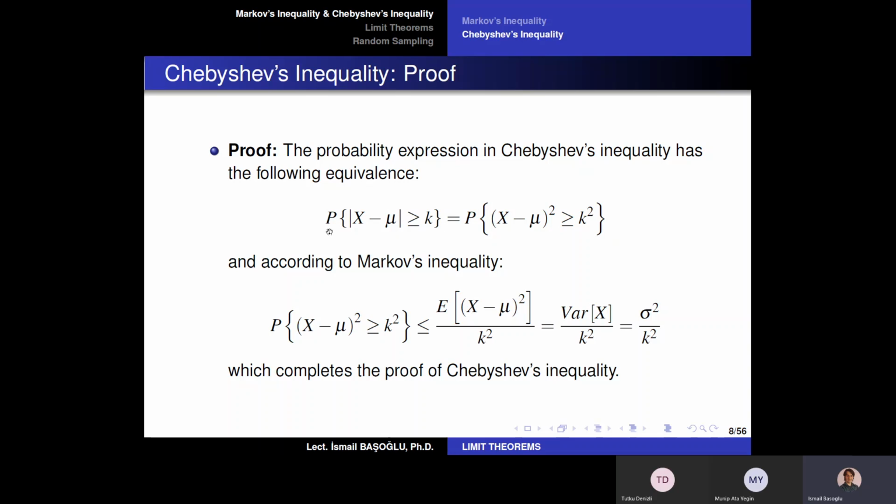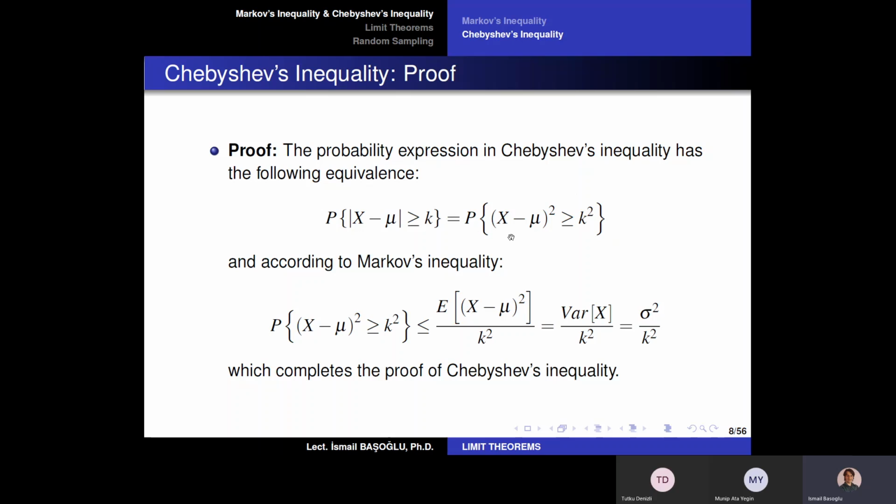Now Chebyshev says that the probability of the absolute deviation of a random variable from its mean to be greater than or equal to k is less than or equal to sigma square, the variance of that random variable, divided by k square. Now, let us look at this probability. If I take the square of both sides, you know, this is an absolute value function. If I take the square of both sides, the probability is not going to change.